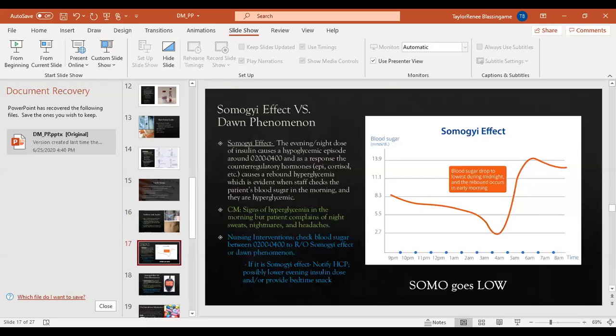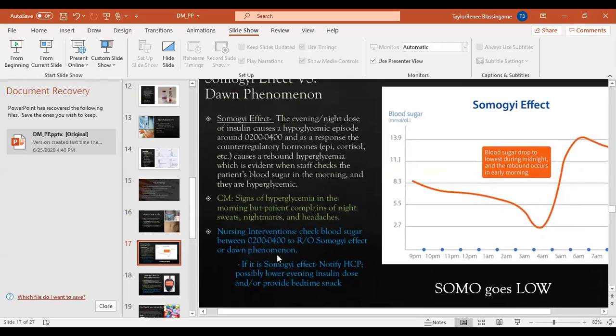So now we're going to go into other problems with insulin, Somogyi effect versus Dawn phenomenon. And I do apologize for how much wording is in some of these, but it's the only way to get it as we can do. So I'm going to zoom in a little bit.